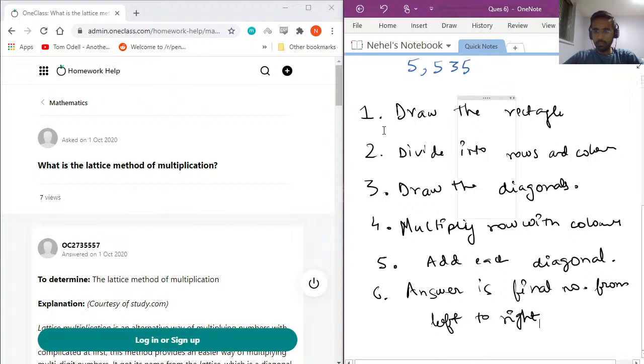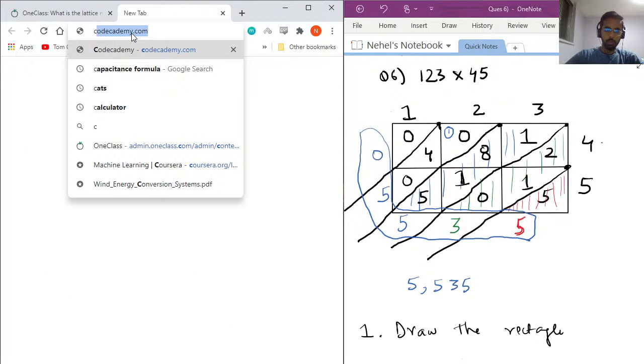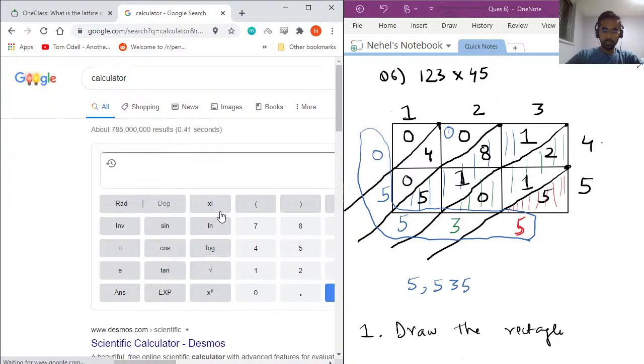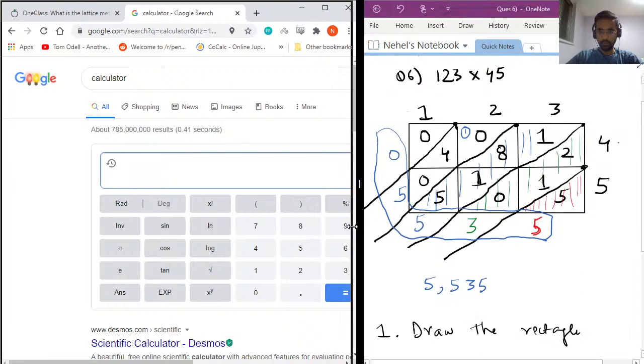Okay, perfect. So I hope that you were able to follow along. If you wanted to verify what this is, we can quickly do that. So we will say 1, 2, 3 times 4, 5. That's perfect. That's correct.